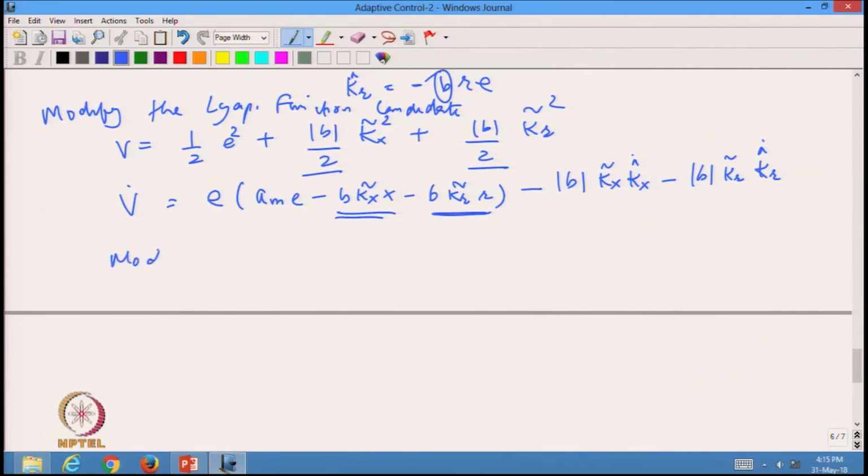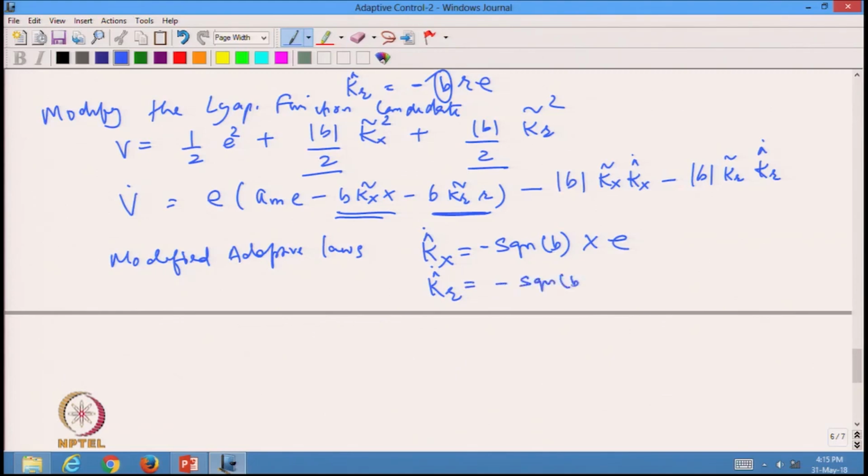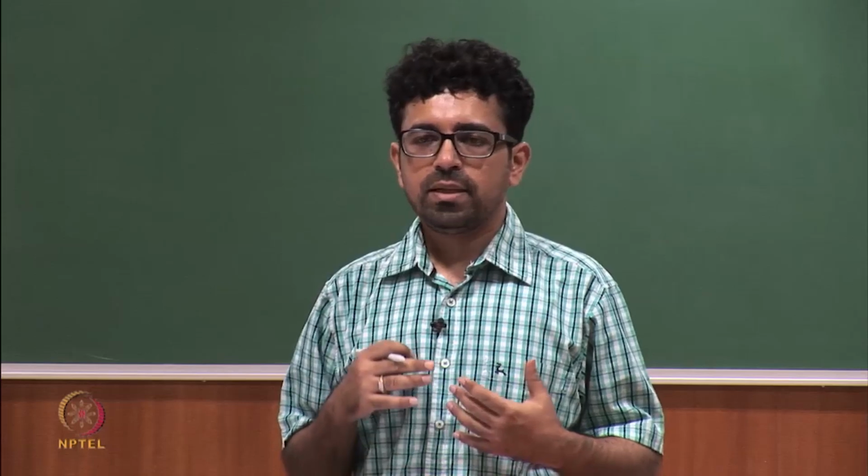So, our modified adaptive laws can be given as k_x hat dot equal to minus sign of b times x e. Similarly, k_r hat dot is given by minus sign of b times r e. Of course, here we assume that the sign of b is known. That is a less restrictive assumption than saying that we exactly know b.